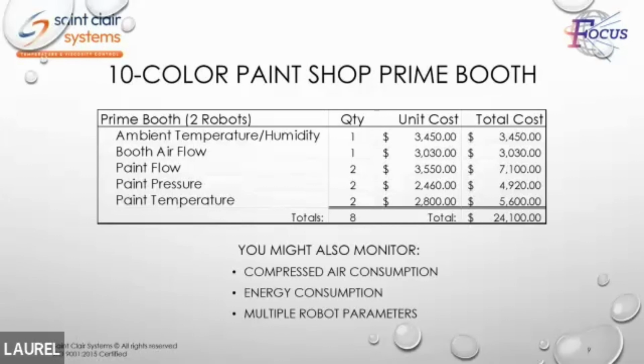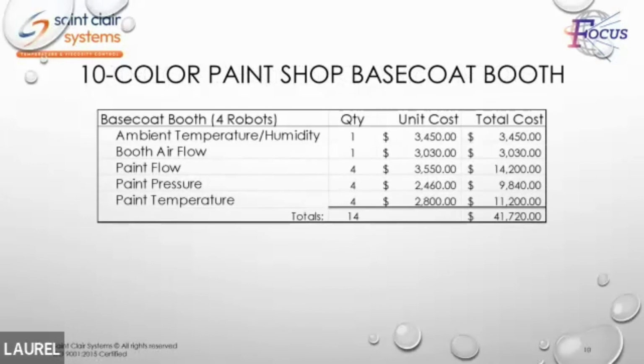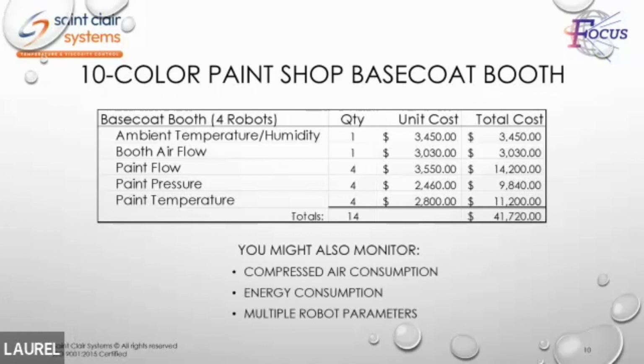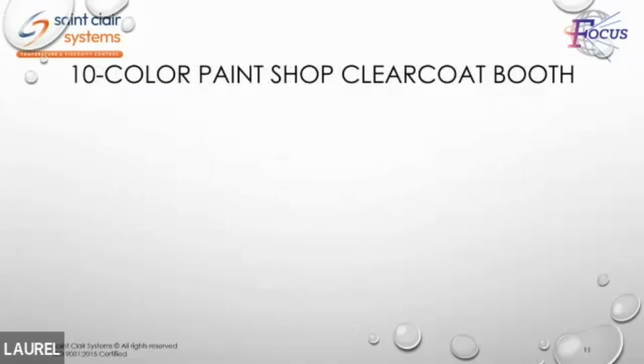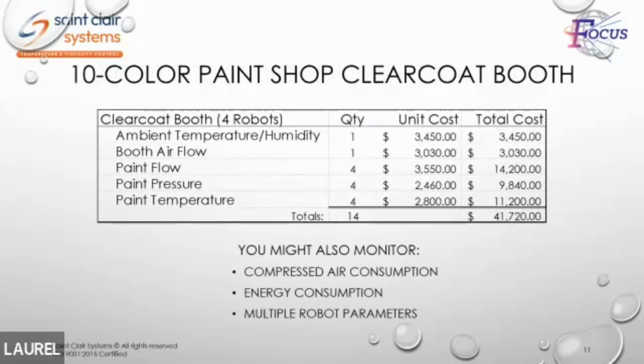Which ones you decide to store are entirely up to you, but remember, you're going to pay for that storage. So that's important. When we move to the base coat booth, we now have 4 robots, 2 on each side. Almost twice the sensors, about twice the cost. And again, the same other options for monitoring in this booth. When we move to the clear coat booth, we're going to see the same thing. Another 4 robots, same cost, same sensors, same additional options, including all of those robot parameters. And again, twice as many as the prime booth.